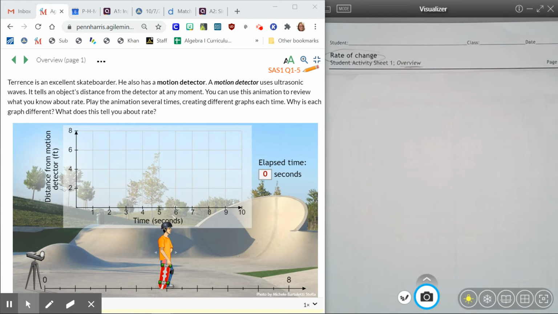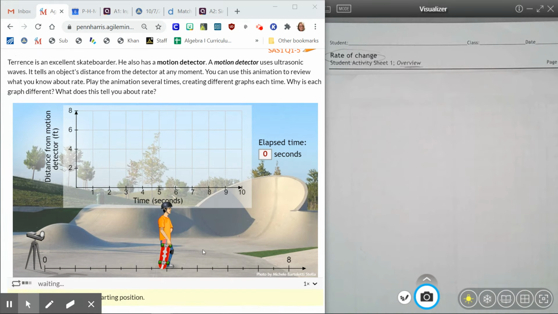Okay. So on the screen, you're going to see we've got Terrence, who is an excellent skateboarder. And over here in this bottom left-hand corner, we have a motion detector. So in case you're not familiar with motion detectors, they use ultrasonic waves to see if things are moving in its frame. And they can tell how far an object is from the detector, whether it's really close or far away, or their movement.